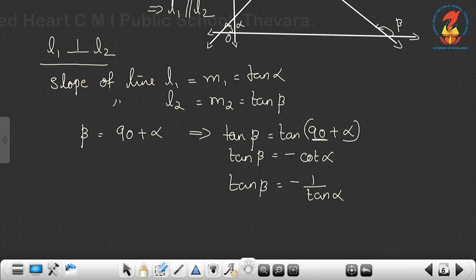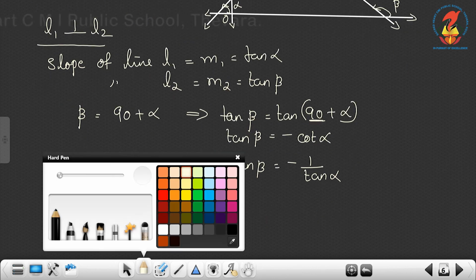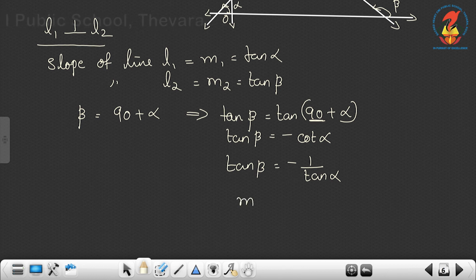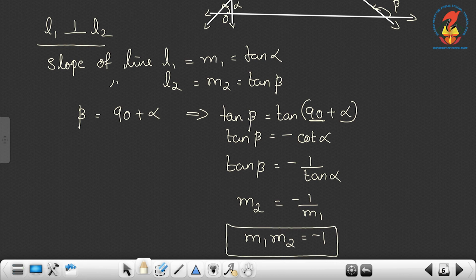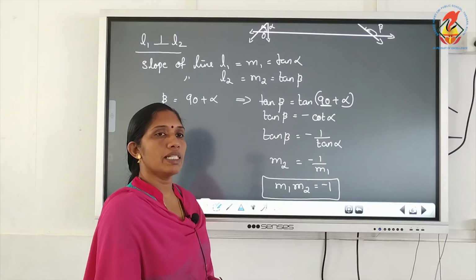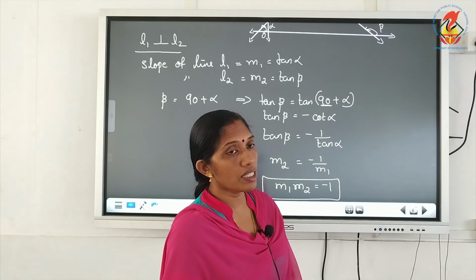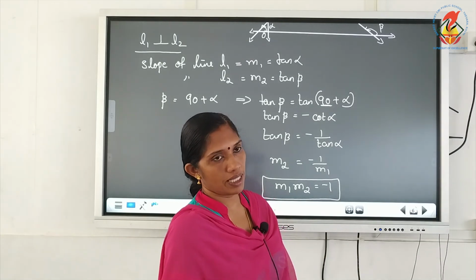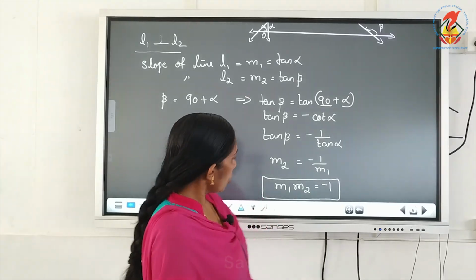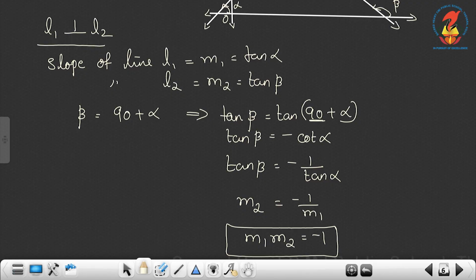Okay. Now, what is tan beta? It is M2, tan beta is M2. M2 is equal to minus 1 by M1, or we can write M1 into M2 is equal to minus 1. So this is the condition for perpendicularity. That is, when two lines are perpendicular, the product of their slopes is equal to minus 1. Okay. The converse we can also prove.